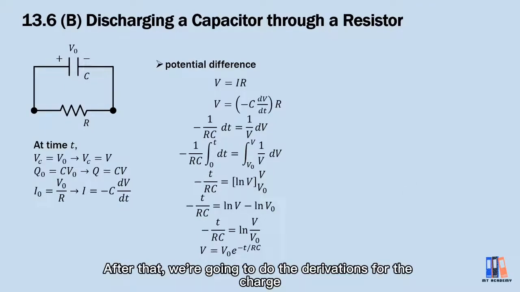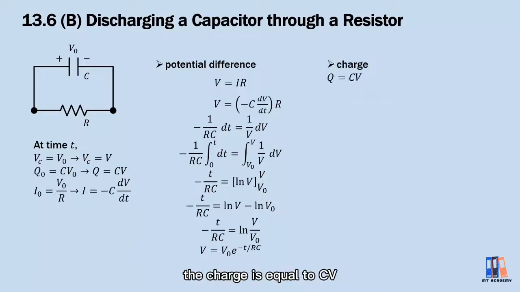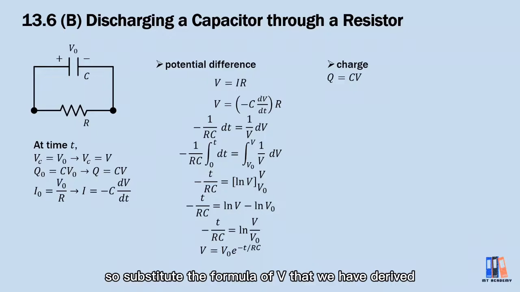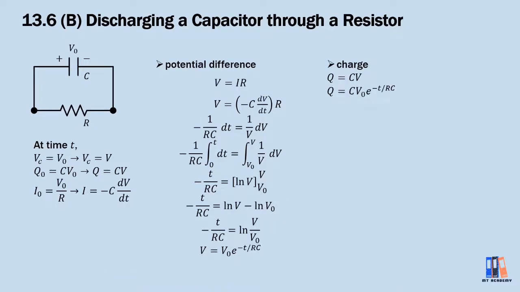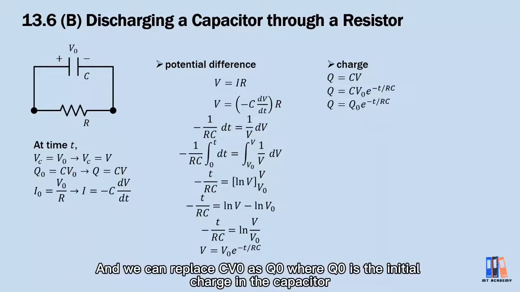After that, we do the derivation for the charge, where charge is equal to CV. Substituting the formula of V that we derived, we get Q equal to CV naught multiplied by e to the power of negative t over RC. And we can replace CV naught with Q naught, where Q naught is the initial charge in the capacitor.